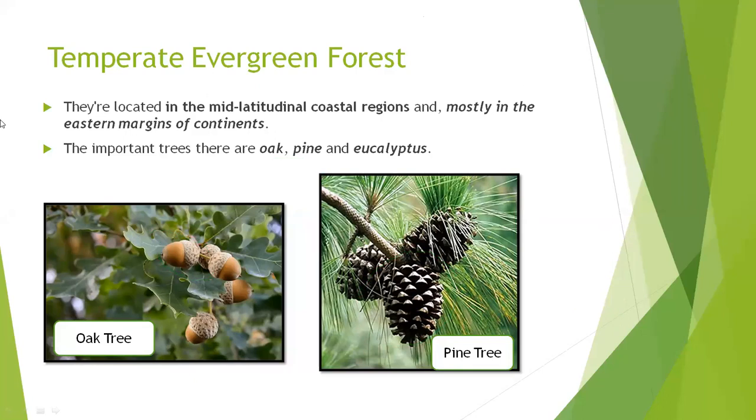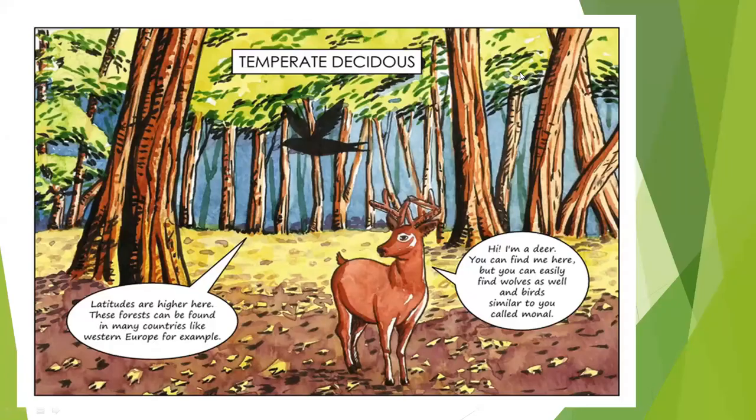Some of the animals which we find here are sheep, cattle, and pigs. They are the main animals of these forests, and they are reared to get wool, meat, and skin. These are very thick forests, as the name evergreen suggests. Now the next type of forest is the temperate deciduous forest.